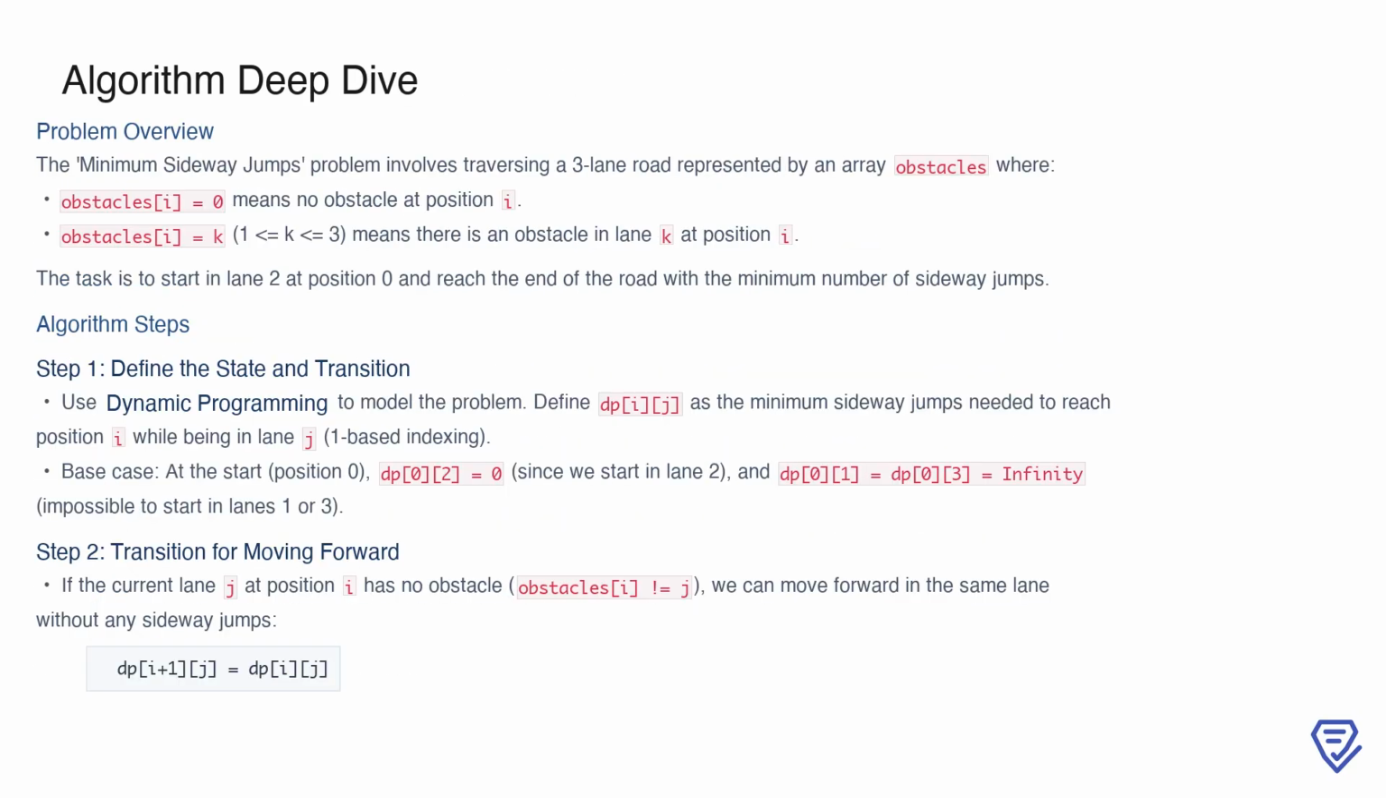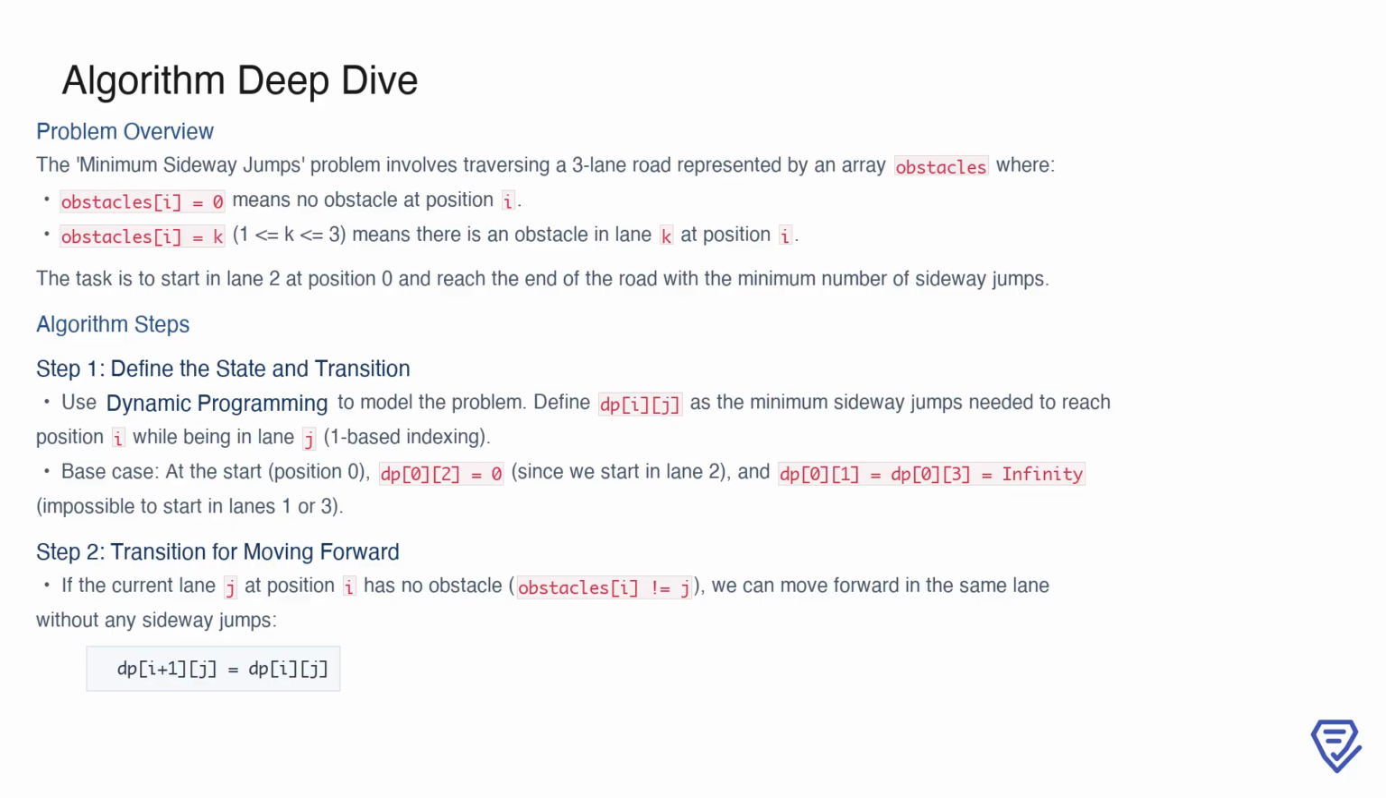The minimum sideway jumps problem is all about navigating a three-lane road with obstacles while minimizing the number of sideway jumps. The road is represented by an array called obstacles, where each position indicates whether or not there's an obstacle in a specific lane. For instance, if obstacles[i] equals 0, it means that position i is clear for all lanes. On the other hand, if obstacles[i] equals k, there's an obstacle in lane k at that position. The goal is to start in lane 2 at position 0 and reach the end of the road with the fewest sideway jumps. To solve this, we use dynamic programming.